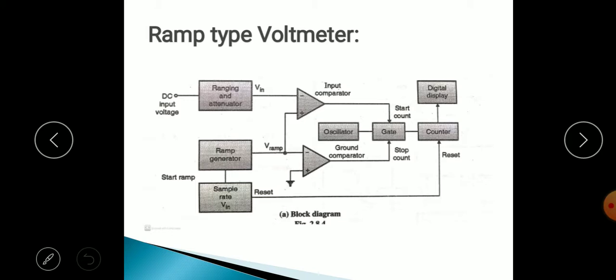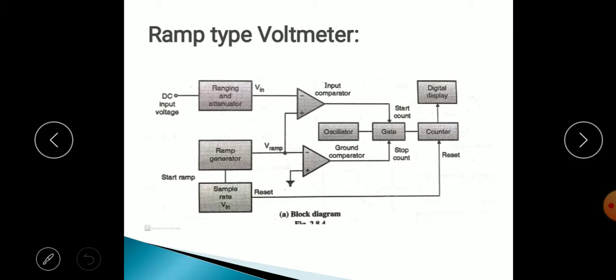This count is the digital equivalent of the V in voltage. The counter is reset after a specified time interval. Again, the ramp is generated and the process of conversion continues. The time required for the V in point on the ramp wave to reach 0 is measured. For that time period, the counter counts the pulses. After the ramp crosses 0, the counter stops counting and outputs the count to the digital display, which displays the input voltage value.